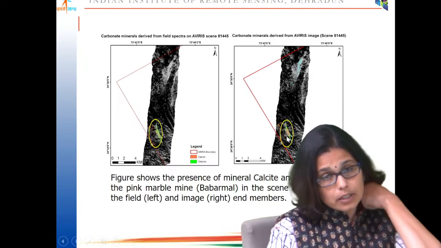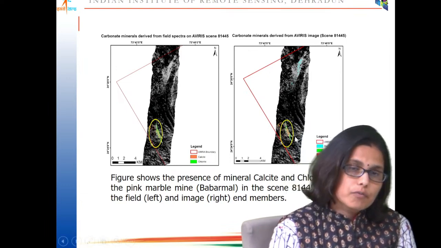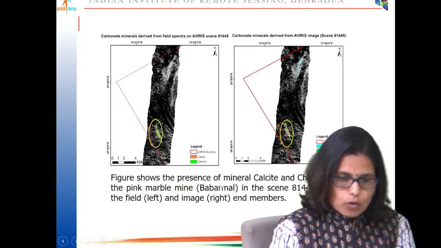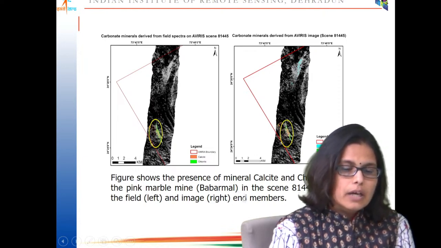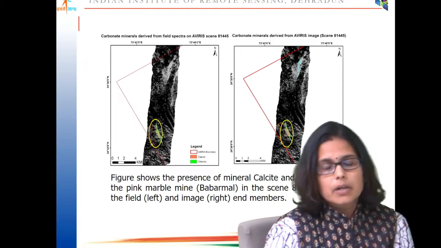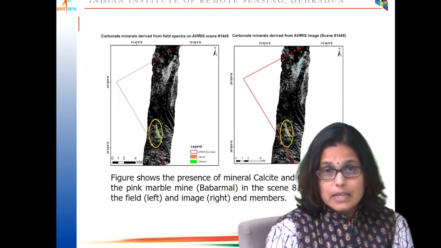When we got this classified map from the image, we went to the field again and verified that this is a mine of pink marble, and this mine is known as Babarmal. So we are able to identify the material using the absorption dip, and here the absorption dip is at 2.3.